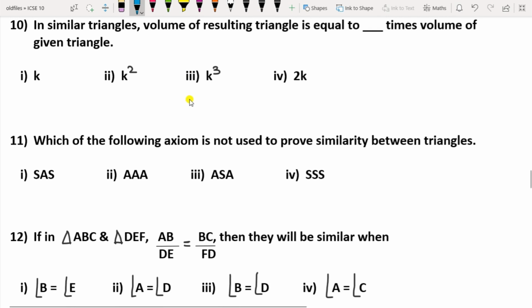In similar triangles, volume of the resulting triangle is equal to dash times the volume of the given triangle. So for similar triangles, volume of the resulting triangle will be equal to k cube times the volume of the given triangle. Option 3 is the correct option. Which of the following axioms is not used to prove similarity between triangles? So we have seen SAS, AA, or it is also taken as AAA criteria, ASA and SSS, but here ASA we are not using for similarity. So option 3 is the correct option.